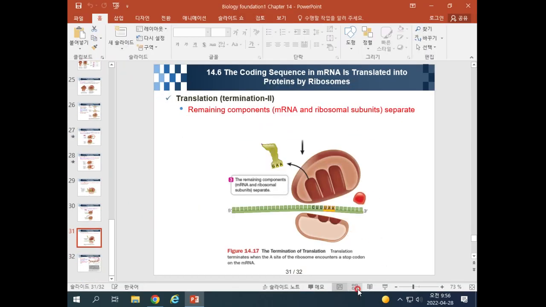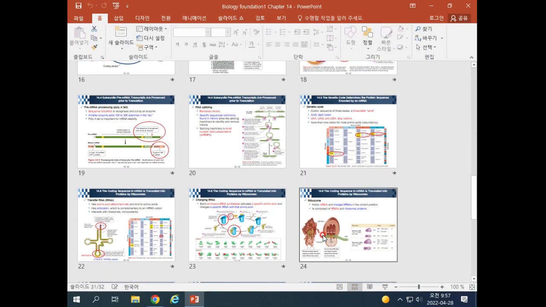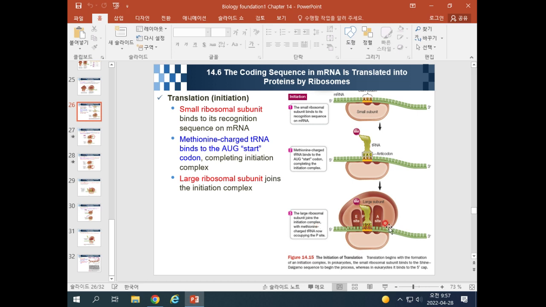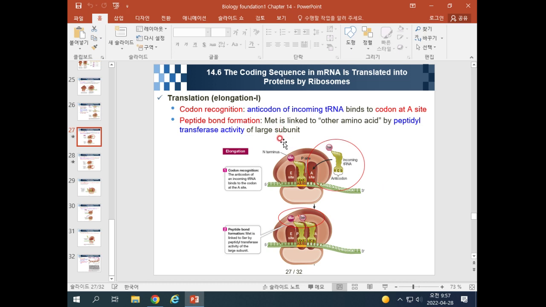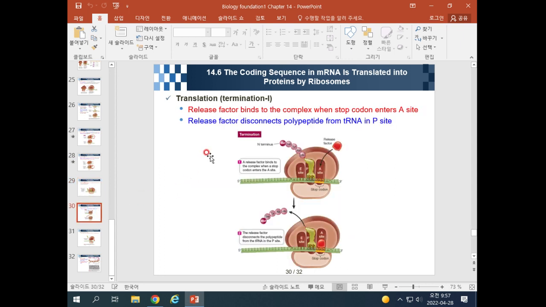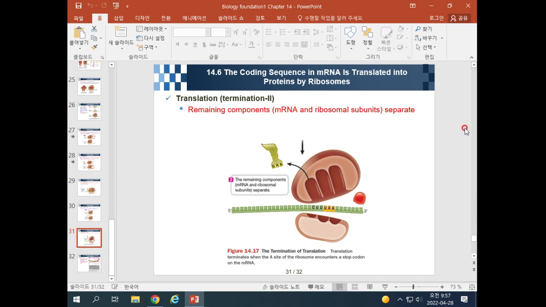Okay, let me go back to the first step, initiation. They make the initiation complex, like this. After that, elongation happens, starting from codon recognition and peptide bond formation, and this step is repeated. Finally, the stop codon enters the A site. At that time, the release factor binds here, and termination happens, like this. Did you understand it? I tried to explain very simply.